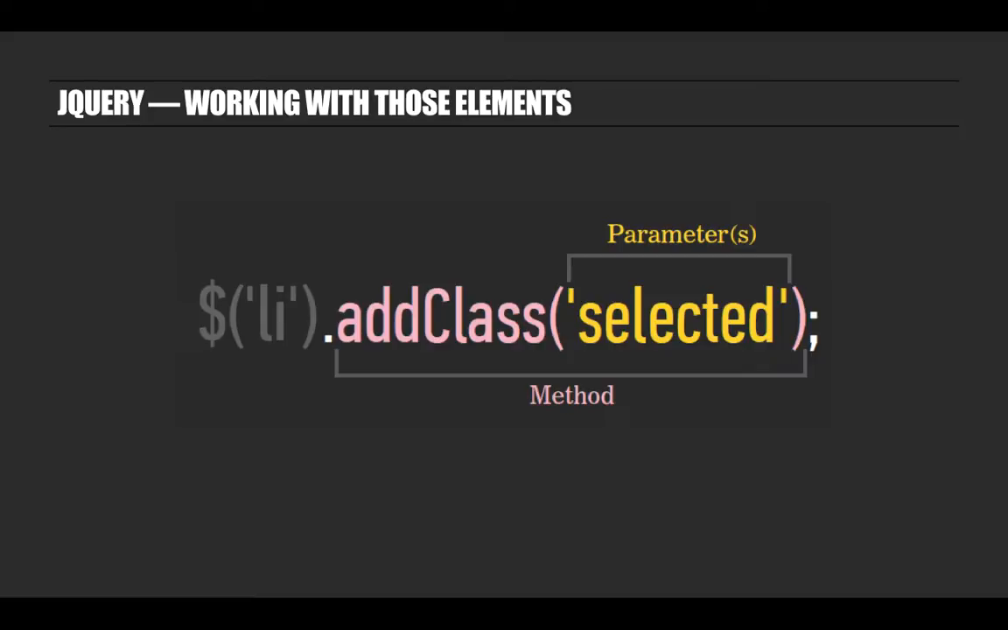If you wanted to, you can do the dollar sign li, and then instead of adding a class, you can directly add whatever CSS you want. For that, it would be whatever property name that you want to add, and then the value that you want it to be.